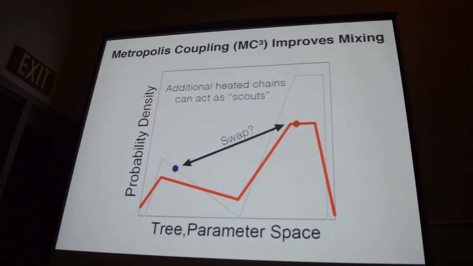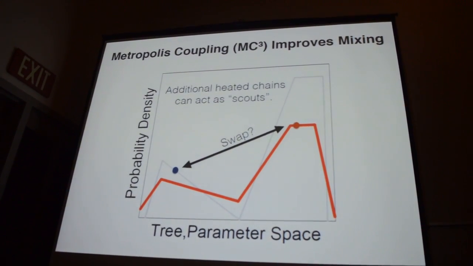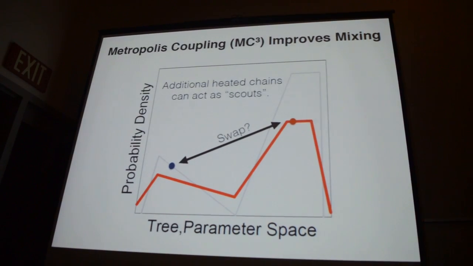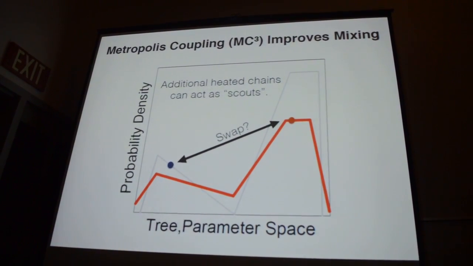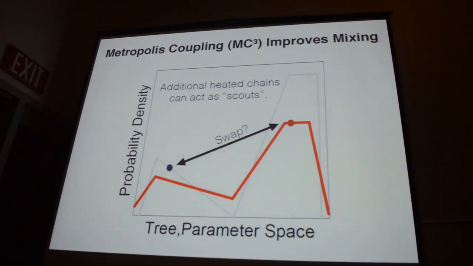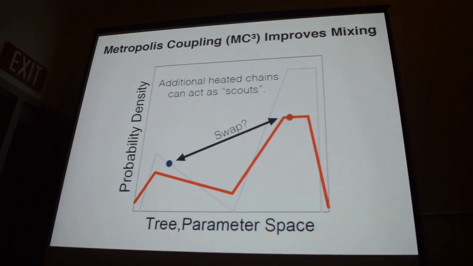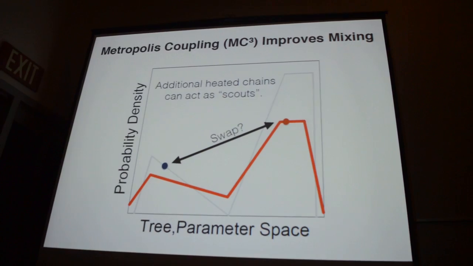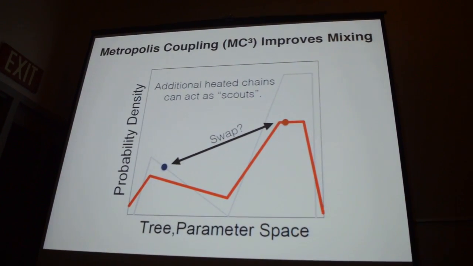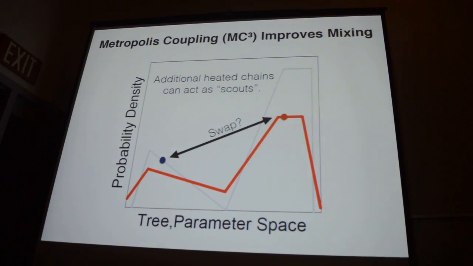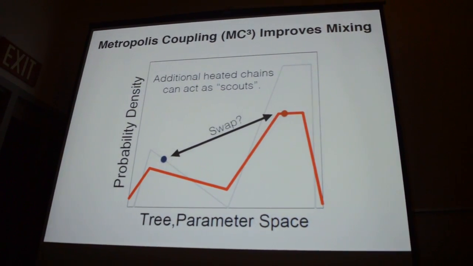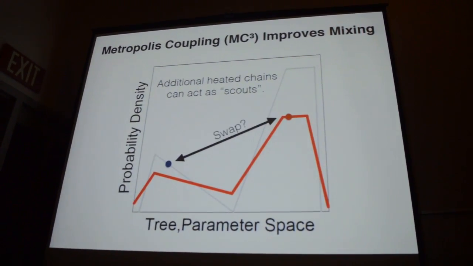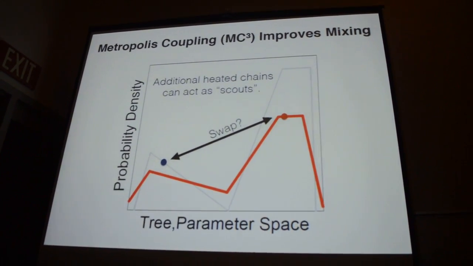Now, one of the common strategies for getting around these very rugged surfaces is to use a thing called Metropolis coupling. So instead of running a single Markov chain, we run several, and we heat some of those chains. And by heating, I mean that the heated chains sample a flattened version of the posterior. So the valleys become more shallow in these heated versions, and so that chain can traverse the valleys more easily and move between peaks. And we periodically propose swaps between our cold chain and our hot chain.